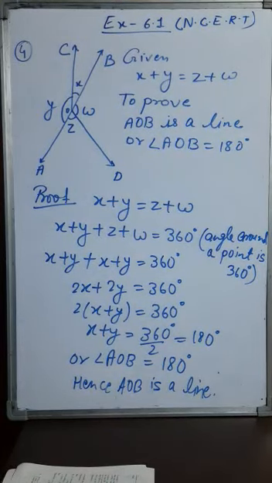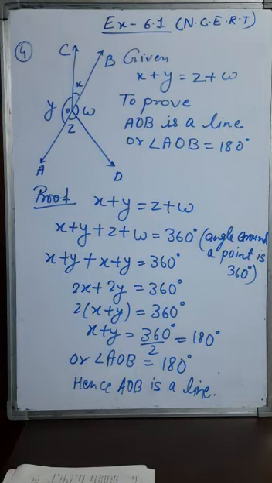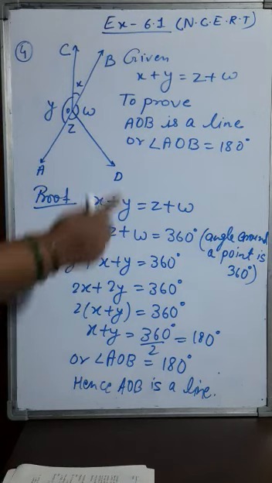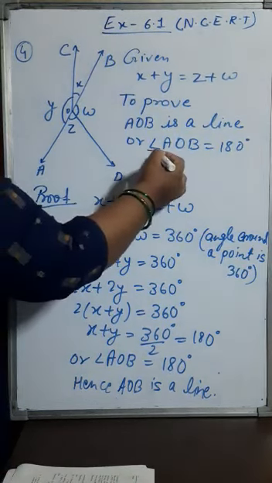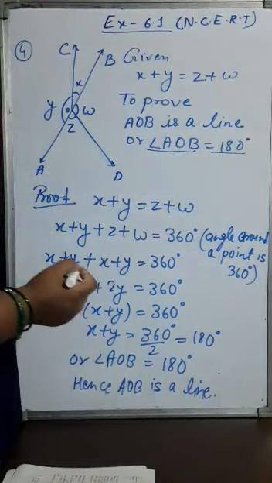In figure 6.16, it is given that x plus y is equal to w plus z. So we have to prove that AOB is a line. To prove AOB is a line, we have to prove that angle AOB is 180 degrees.